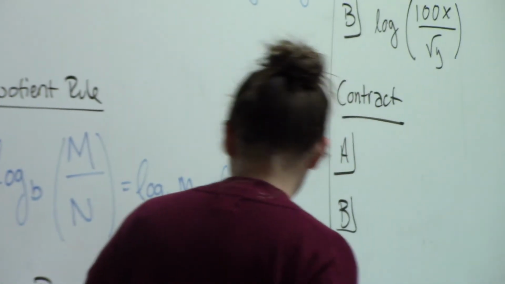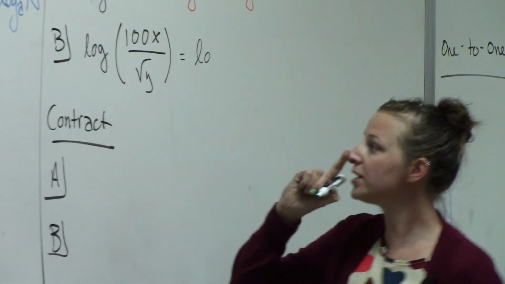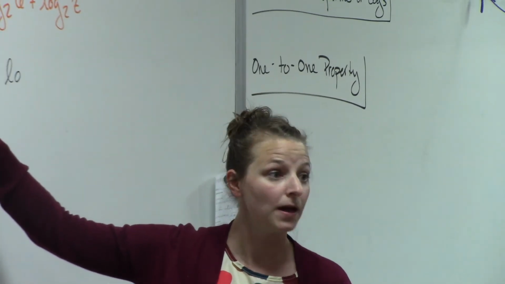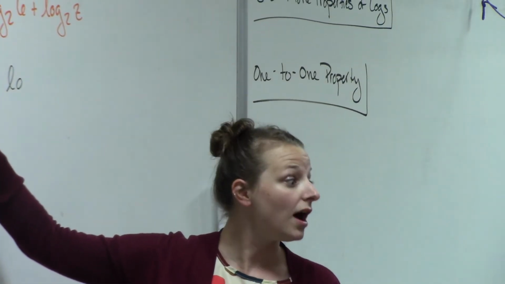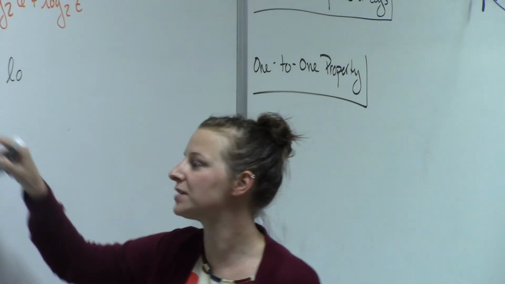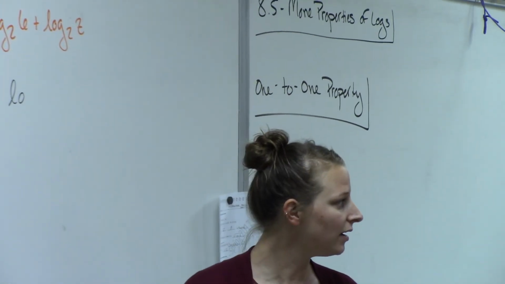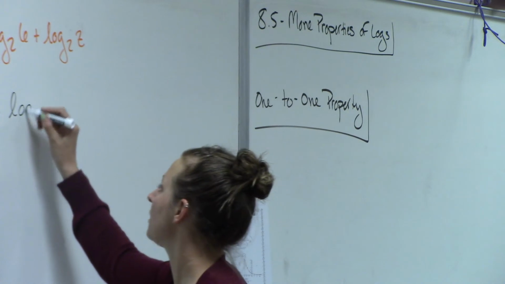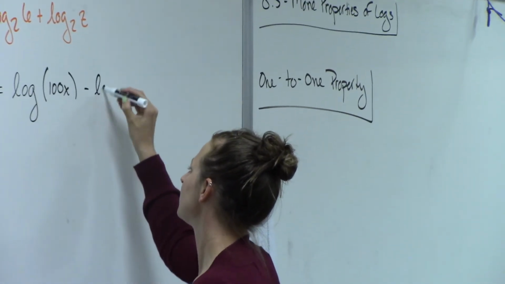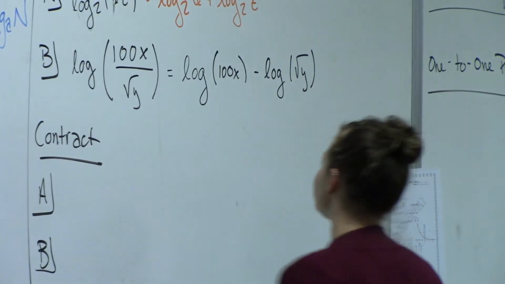I'm just going to stick with the black marker because it's working. Here we go. Log. Hey, wait. Notice something here. Do you see an explicitly written base on this log? It's invisible. You're close. Yes, it is a 10. Excellent. Great memory, you guys. We didn't even talk about that, and you remembered it. It's been like months. I'm proud of you. So we've got log of 100x minus log of the square root of y.